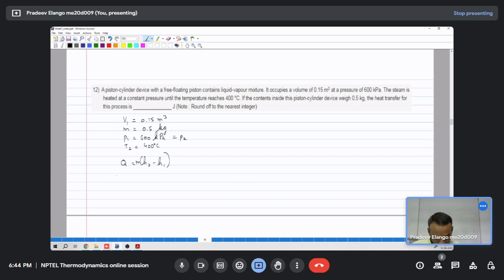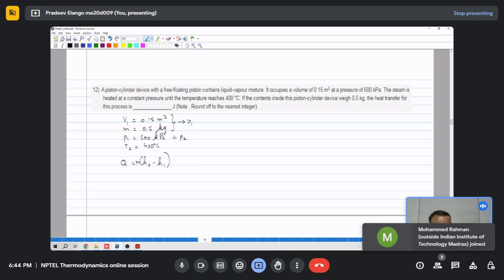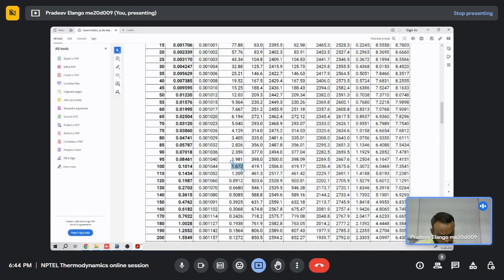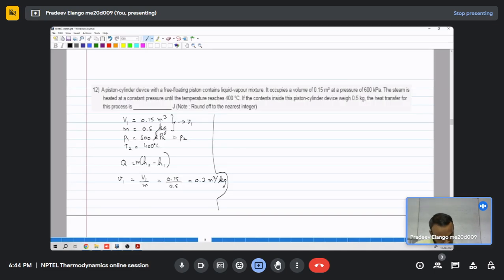Now we can calculate V1 using these values, and the pressure is known, so then we can calculate the dryness fraction. So V1 is V by m, that is 0.15 by 0.5. This is 0.3 meter cube per kilogram. Now if you take the table, the pressure is given as 600 kilopascal.